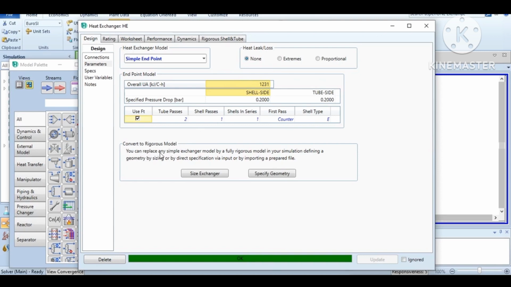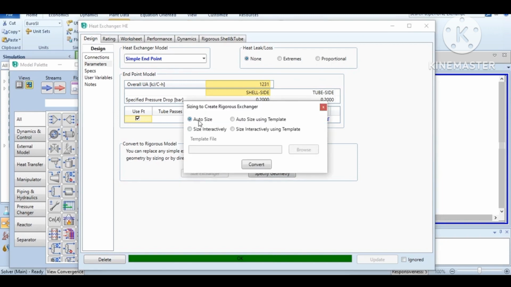As you can see, you can replace any simple heat exchanger model by a fully rigorous model in your simulation, defining a geometry by sizing. This means either you can specify your geometry, you can specify tube ID, OD, shell ID, OD and different parameters, or by importing a prepared file. It means we can click size exchanger, we can auto size it, meaning we will ask Aspen to search its library and provide us a solution, or we can use any template to auto size it.